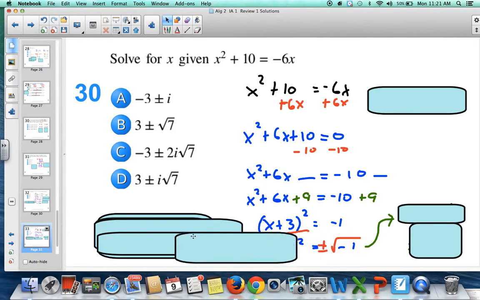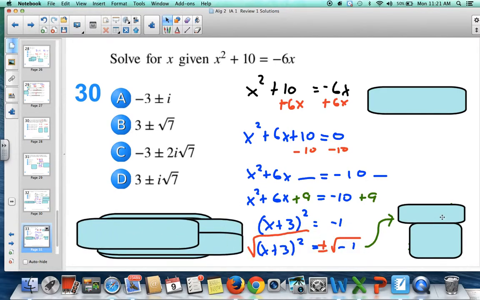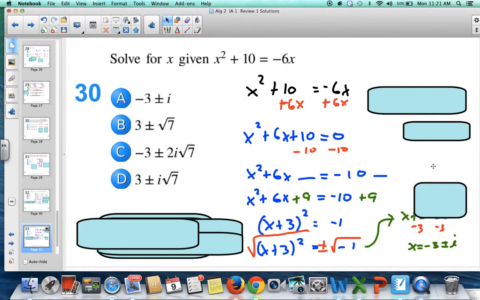Now I take the square root of both sides, plus or minus, and the square root of a square just becomes x plus 3. And then the square root of negative 1 is i. So x plus 3 equals plus or minus i. I subtract 3 from both sides, and that's what I get. Okay. Hope this helped a little bit. I know it's kind of a long problem, but it is a lot of problems to practice, and it gets you better and ready for the exam.